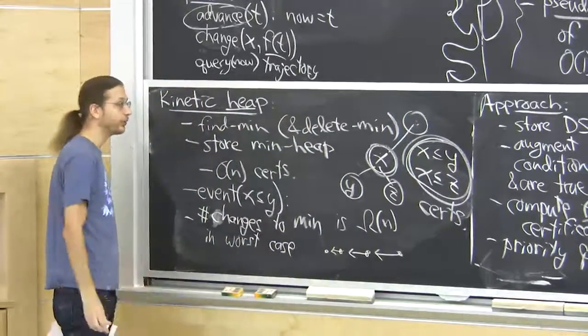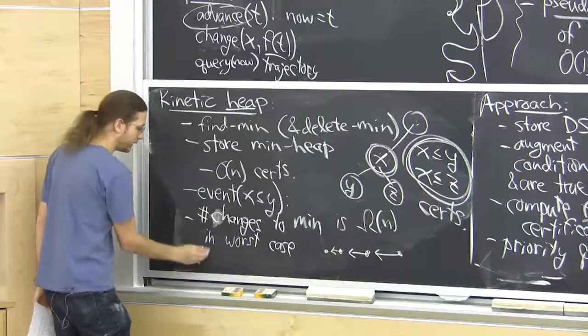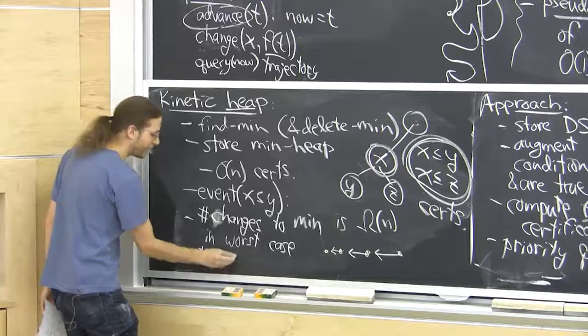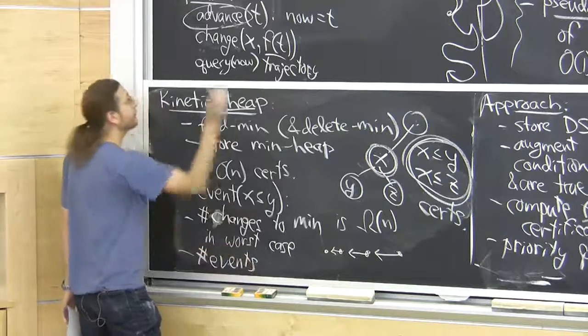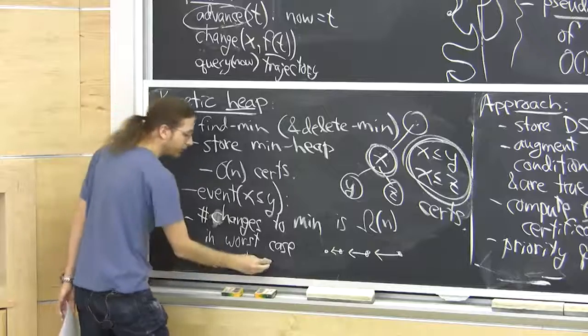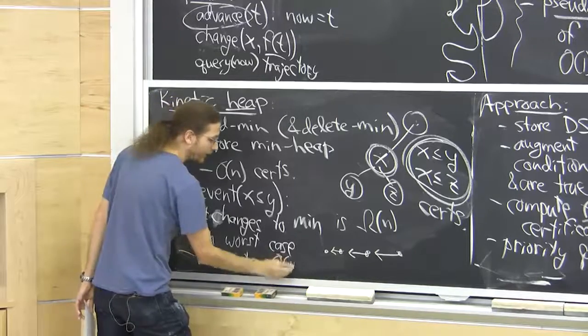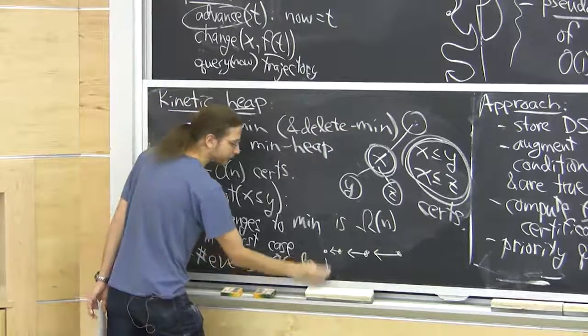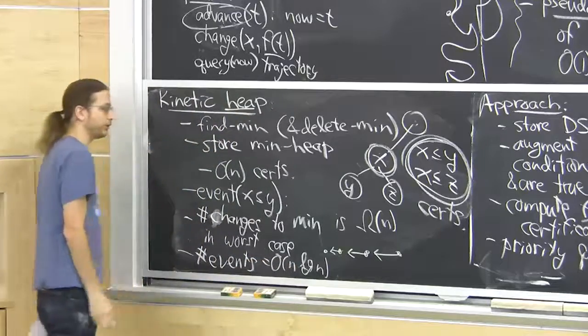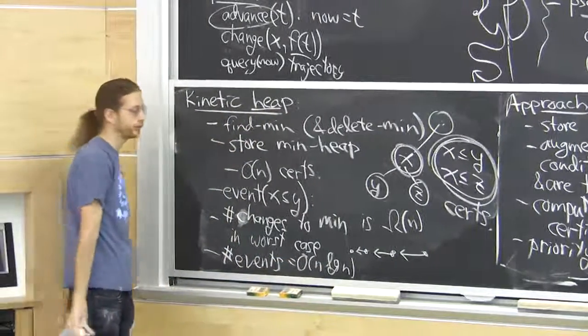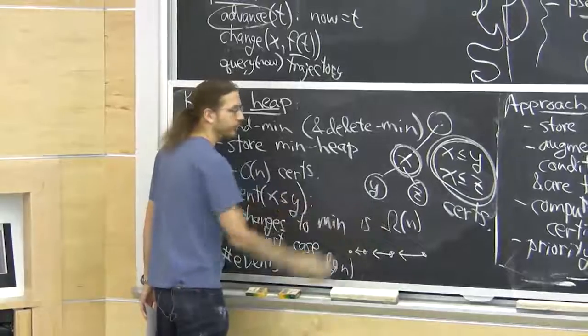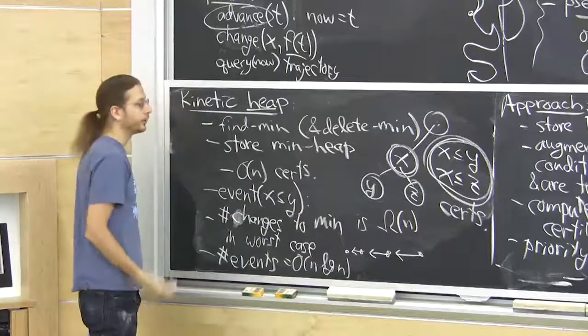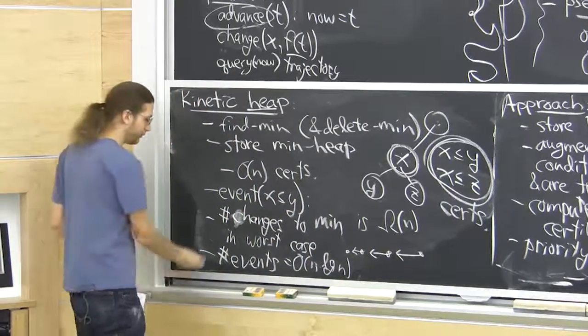I claim the total number of events in this data structure, if there are no change operations, so if we just advance to infinity, number of events is order n log n. And so we call the efficiency log n, because you're a log n factor away from this lower bound. This is the interesting part, and this requires a proof.